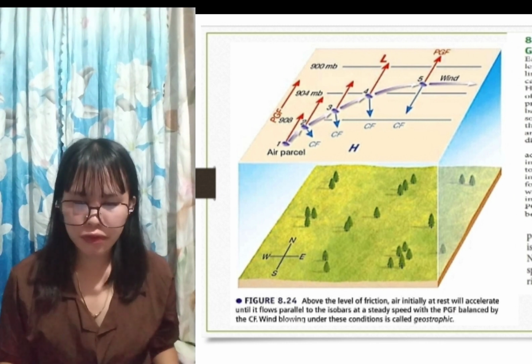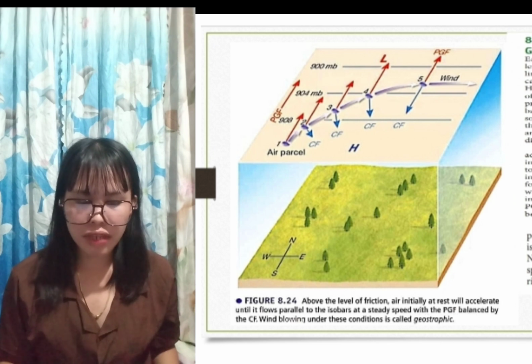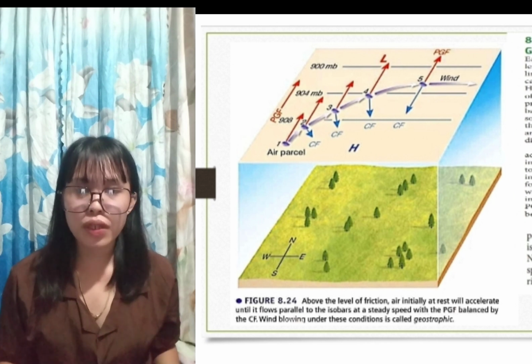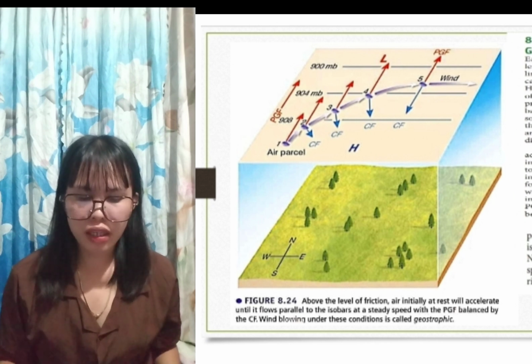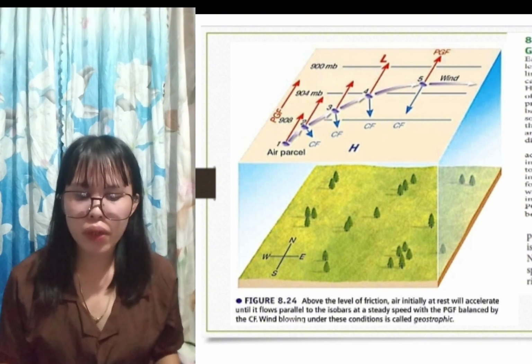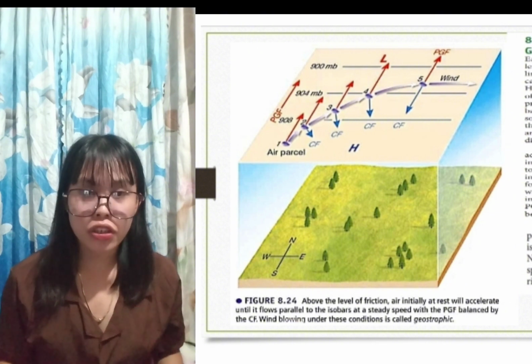Above the level of friction, air initially at rest will accelerate until it flows parallel to the isobars at a steady speed with the pressure gradient force balanced by the Coriolis force. Wind blowing under this condition is called geostrophic.